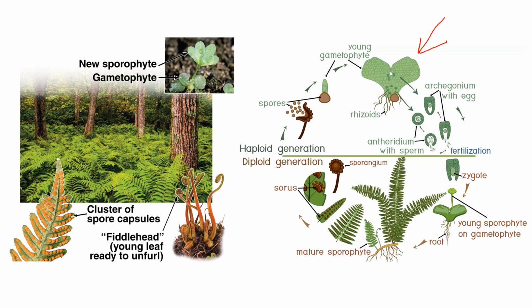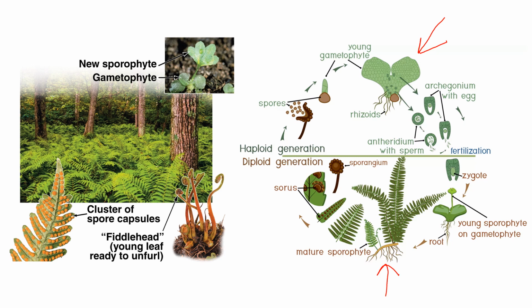During the alternation of generations, very similar to what we saw in mosses, we're going to go from haploid to diploid. So let's start with the mature sporophyte, because this is the plant that we start with. On the bottom side of the leaves of the fern, you have these little clusters of spores called sori, and those are going to have spores. The spores are haploid, and when the spores are released from the sori, they are going to form the young gametophyte.